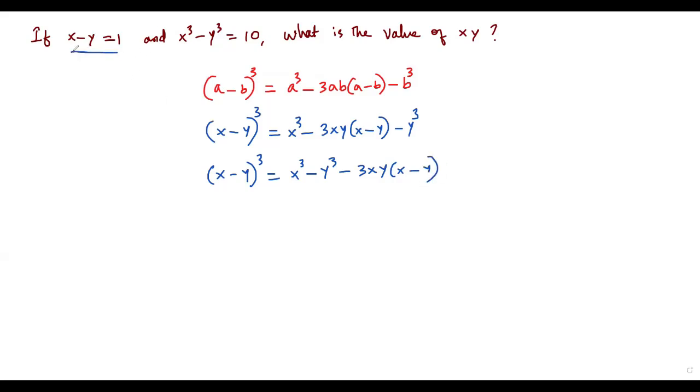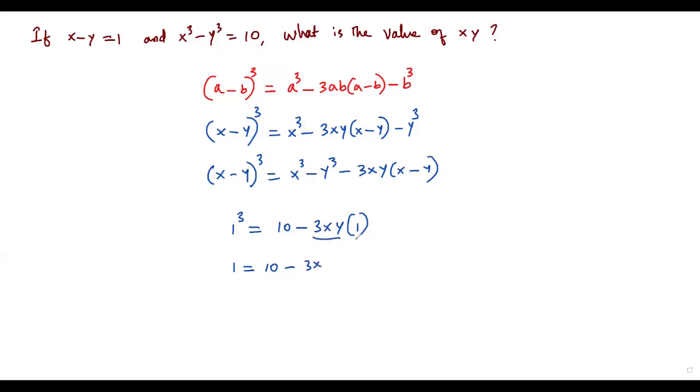So for x minus y, we know that it is equal to 1. So we can plug in 1 for this x minus y, then it will become 1 cube. And for x cube minus y cube, we have 10. So we can substitute 10 for this expression. So 10 minus 3 times x times y. For this x minus y, we have 1. So we can plug in 1 for this x minus y. Okay, so the value of 1 cube is just 1, 10 minus 3 times x times y times 1.